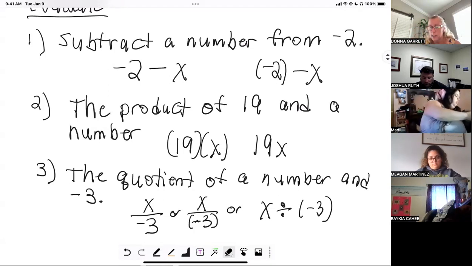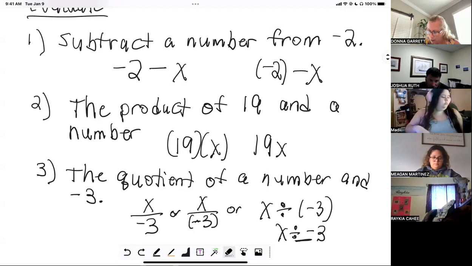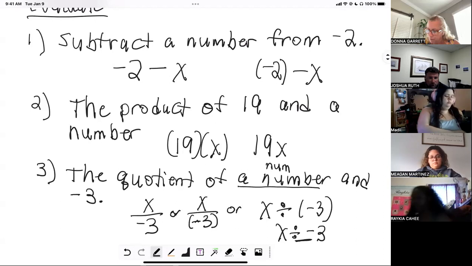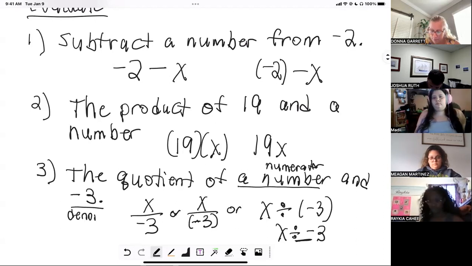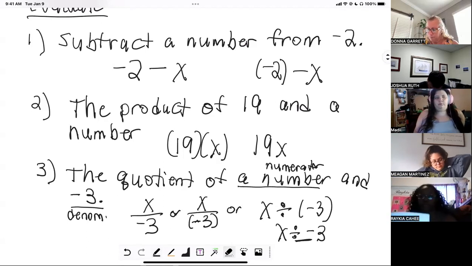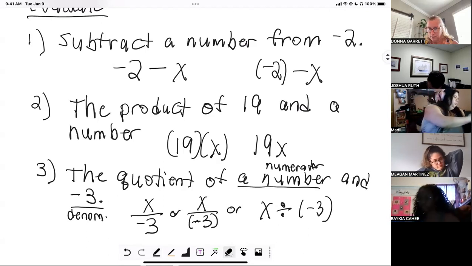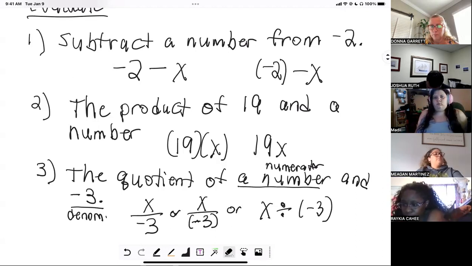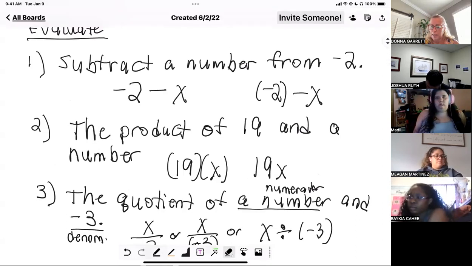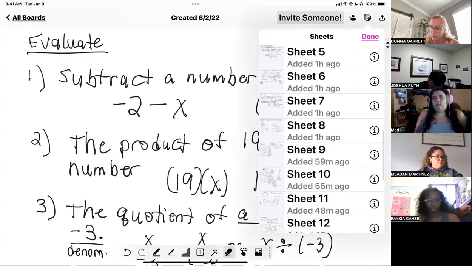So whatever comes first, let's put it this way: when you see "the quotient of," whatever comes first is your numerator, and whatever comes second is your denominator. Is that all right? I'm actually going to turn the page and do another one like that.